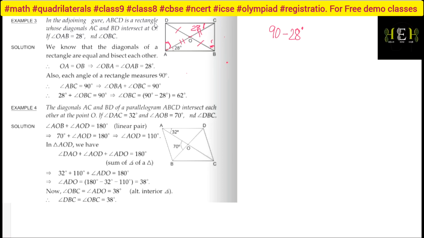90 minus 28, because this is your rectangle and these are your diagonals, and one angle is 28, so I know that it is 90 minus 28. So what will be the value, beta? 62, right? So this angle is 62.